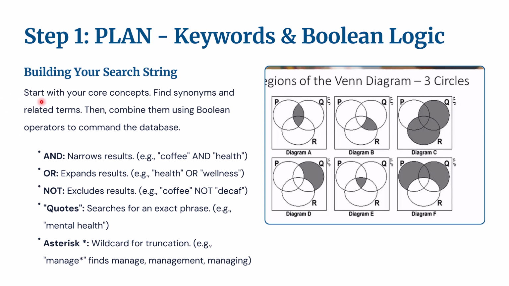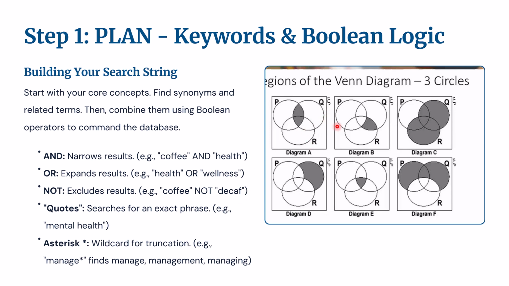So we start with the core concepts, find synonyms and related terms, then combine them using Boolean operators to command the database. We see, for example, here: coffee and health, health or wellness, coffee or decaf.